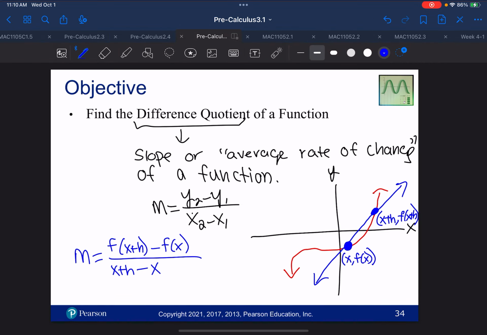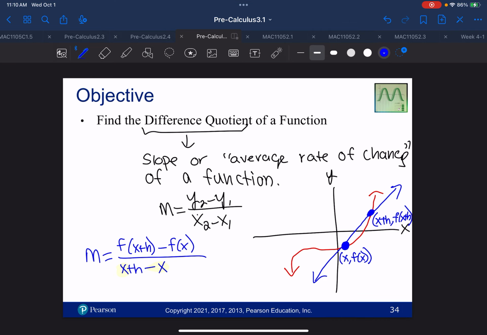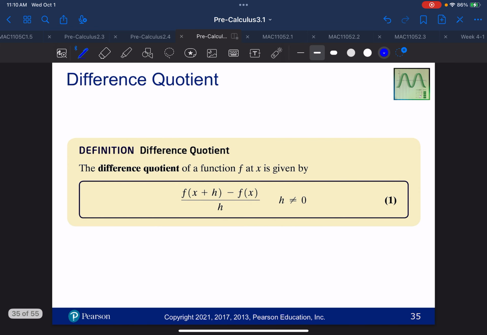So this is where our difference quotient formula comes from, and you're going to see it on the next page. Notice that down here, these x's will cancel, leaving me with just h. And so here is the difference quotient, f of x plus h minus f of x over h. And again, this is the same thing as the average rate of change between 2 points on a function.